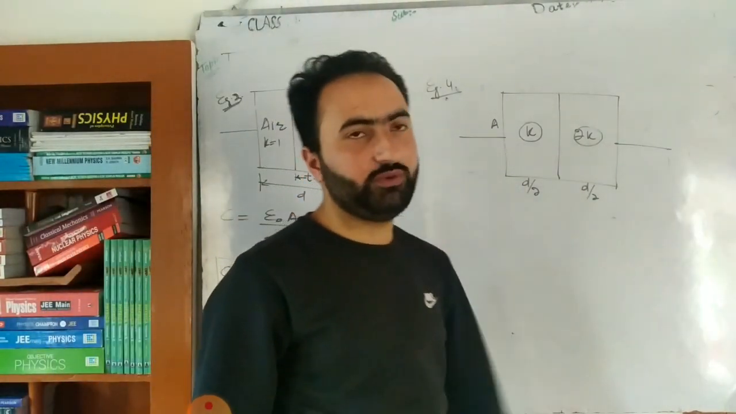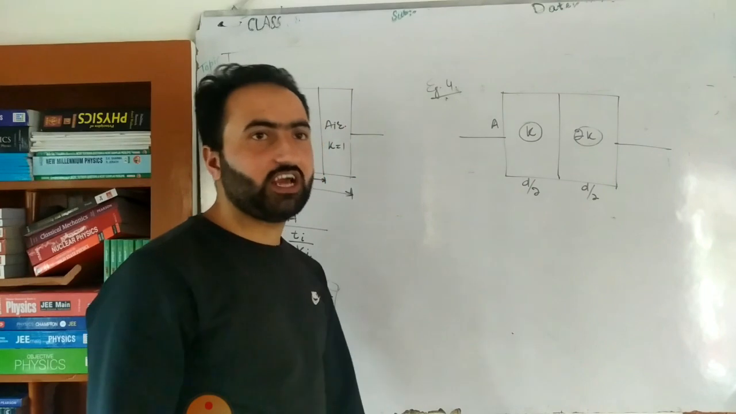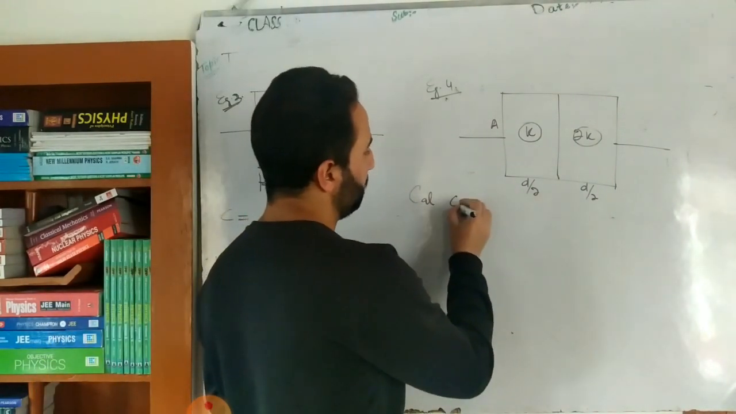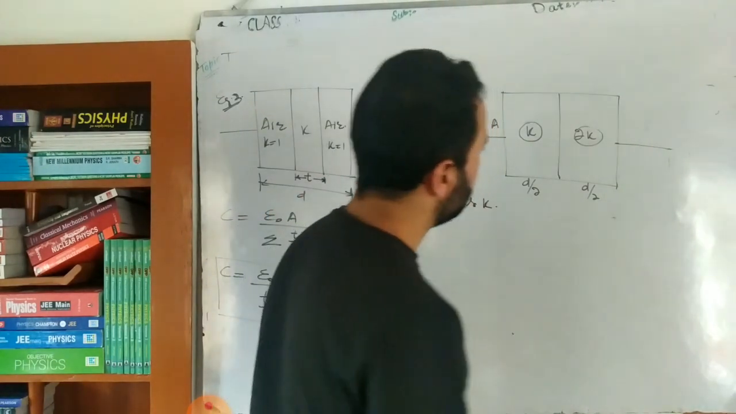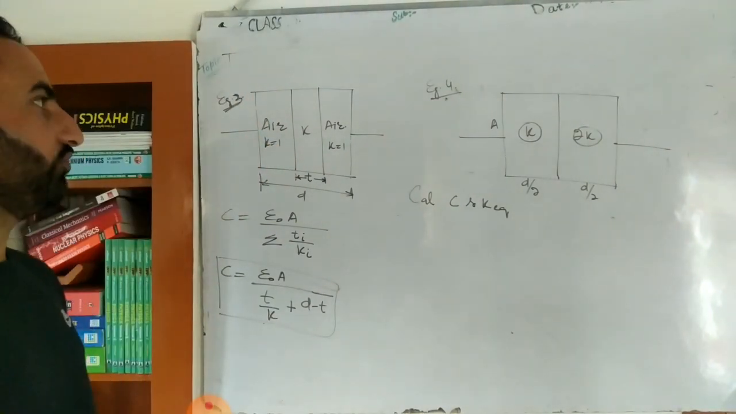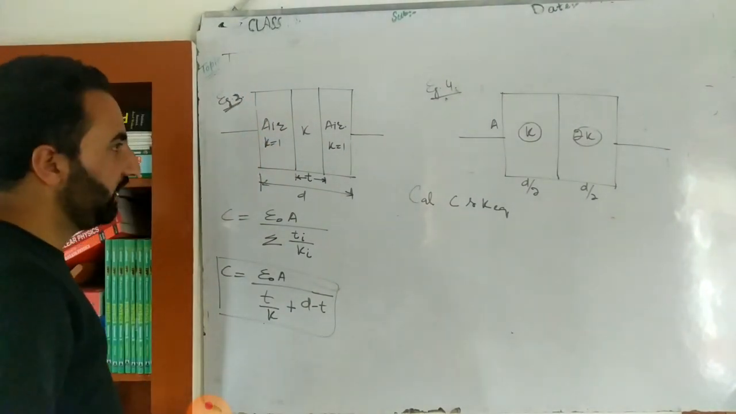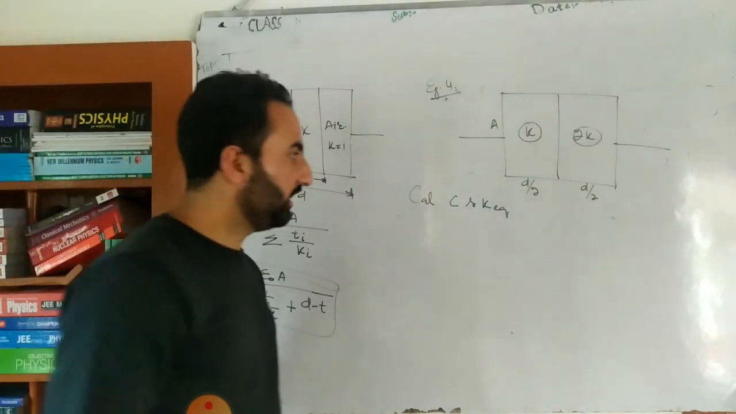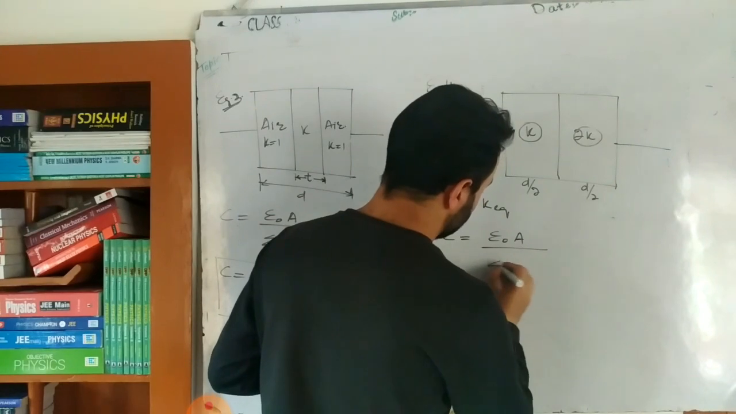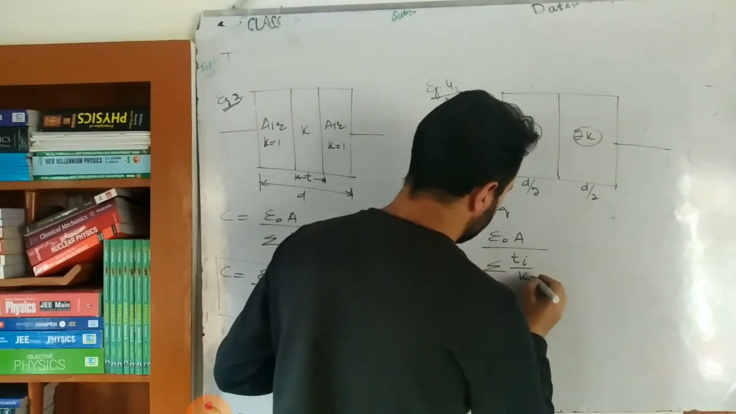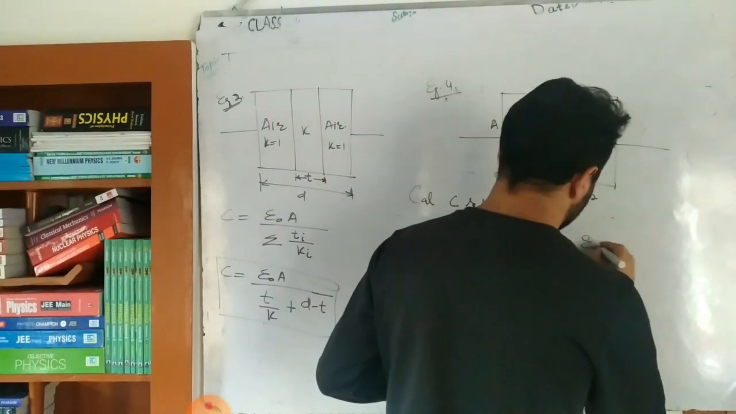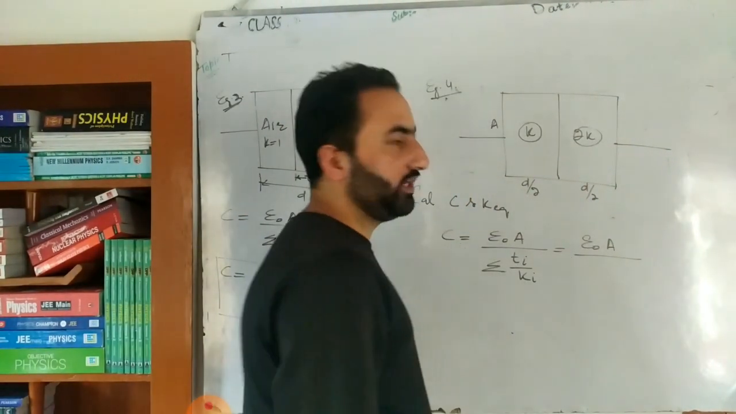Or simply calculate the equivalent capacitance, and calculate the equivalent dielectric constant as well. So here I will write down: calculate C and K equivalent. Let's try to calculate how to find the capacitance and K equivalent. First of all, let's calculate capacitance. Capacitance will be equal to epsilon 0 A divided by summation of Ti by Ki. We'll use this very equation.